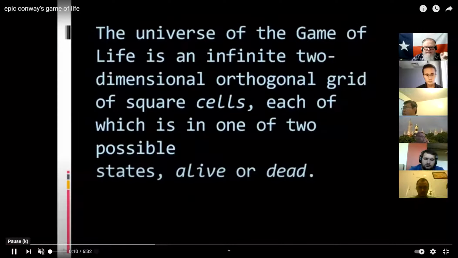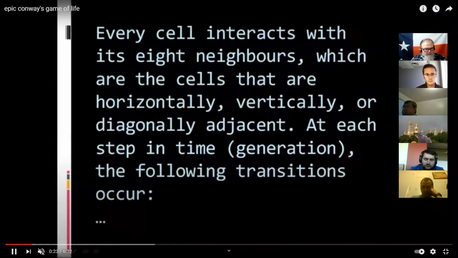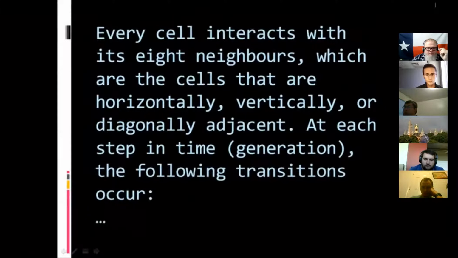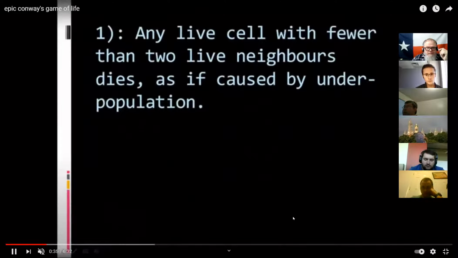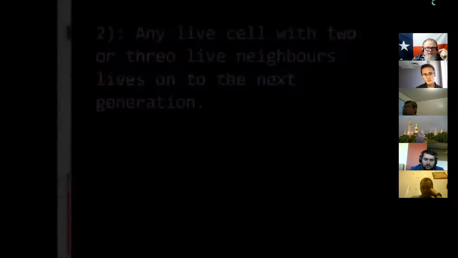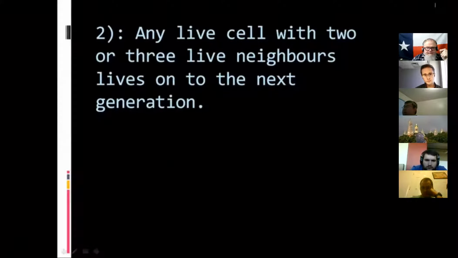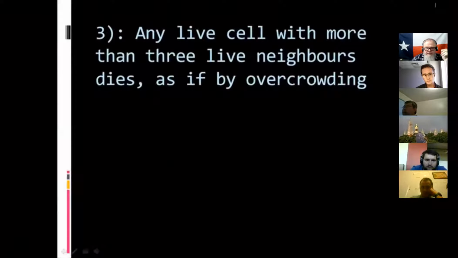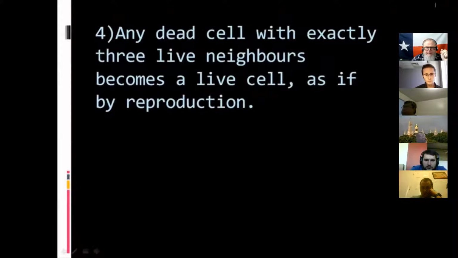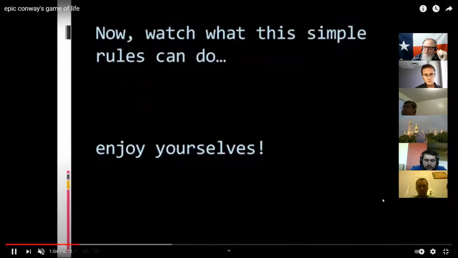A cell can be either alive or dead. And it's determined by its surroundings. So living cells can die, or they can stay on and live. If there's overpopulation, if you have 3 or more neighbors and you're alive, you die. But any dead cell with exactly 3 live neighbors becomes a live cell, as if by reproduction. Okay, let's see what you can do with those 4 simple rules, very simple rules, just like in swarm intelligence.